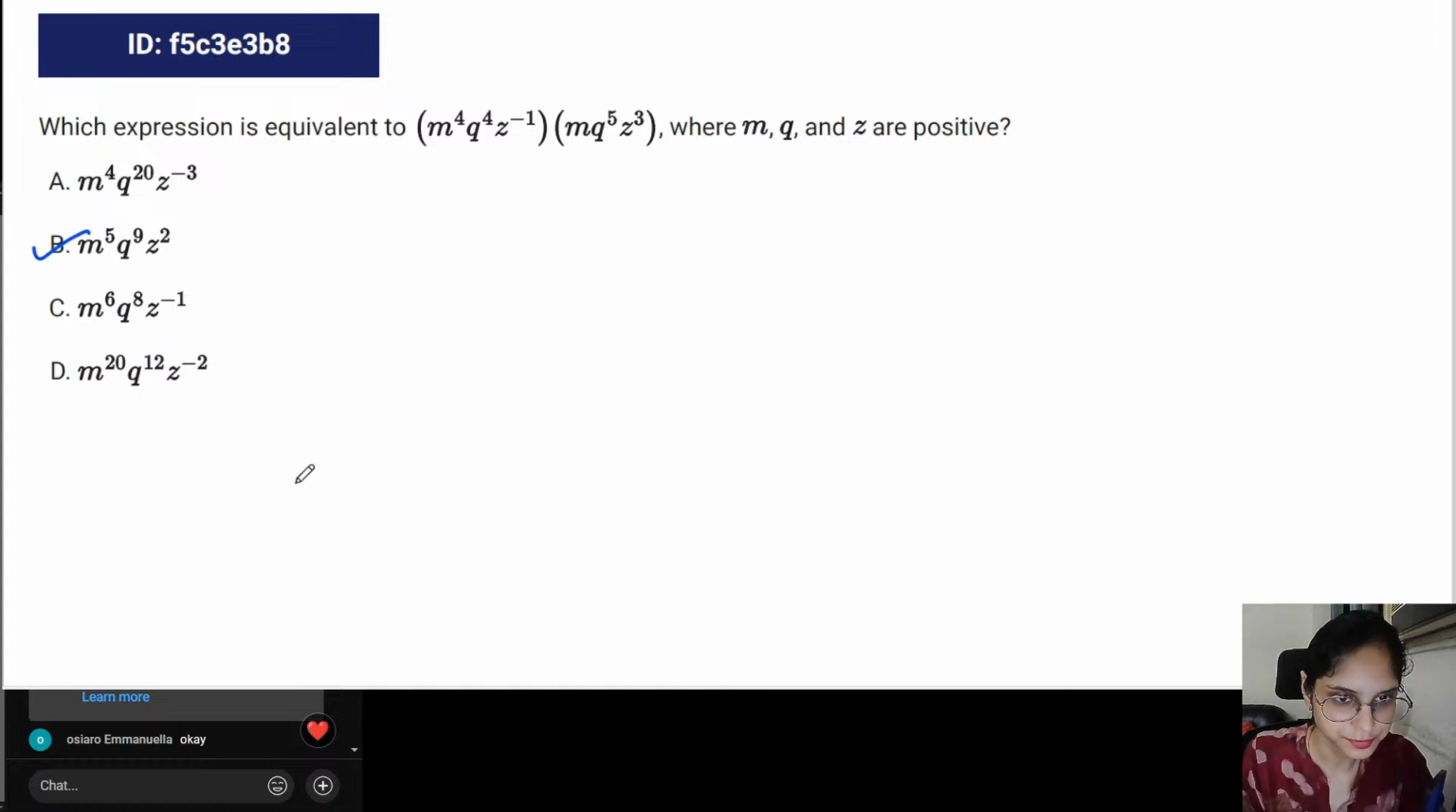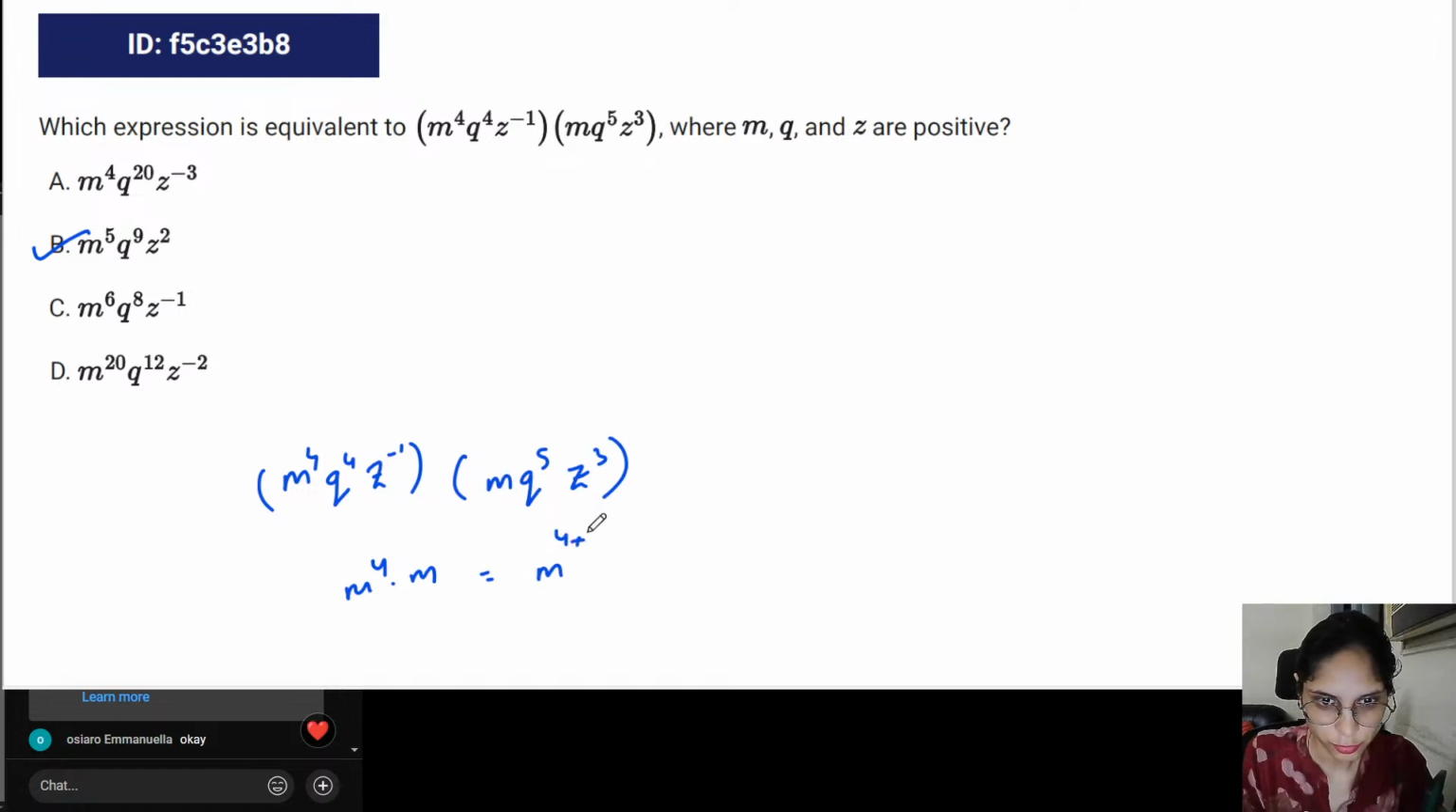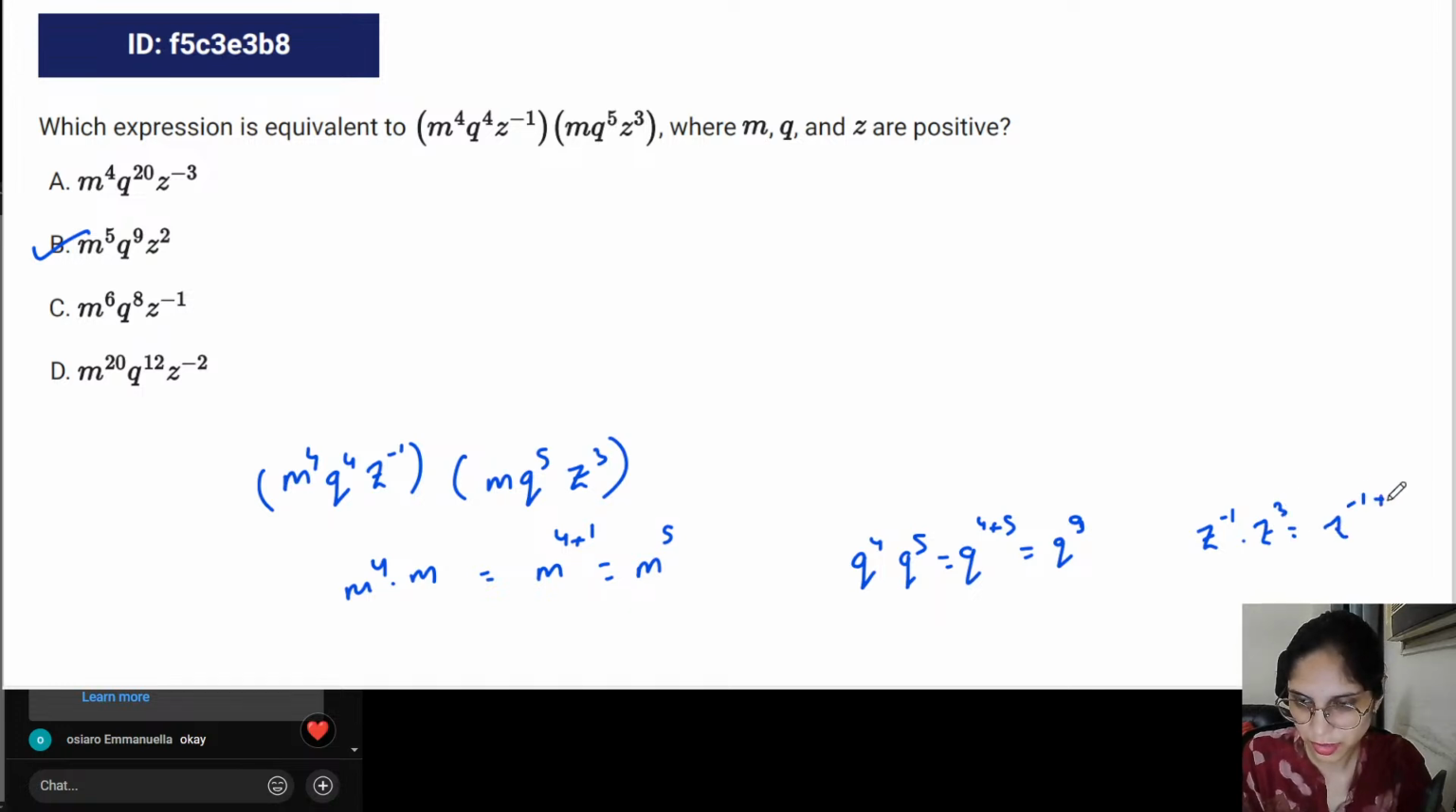And this is my answer. So m to the fourth times m is going to be 4 plus 1, that is m to the fifth. Similarly, q to the fourth times q to the fifth is going to be q to the power 4 plus 5, q to the power 9. And then z to the minus 1 times z cubed is z to the power minus 1 plus 3, z squared. So our final answer is m to the fifth, q to the power 9, z squared.